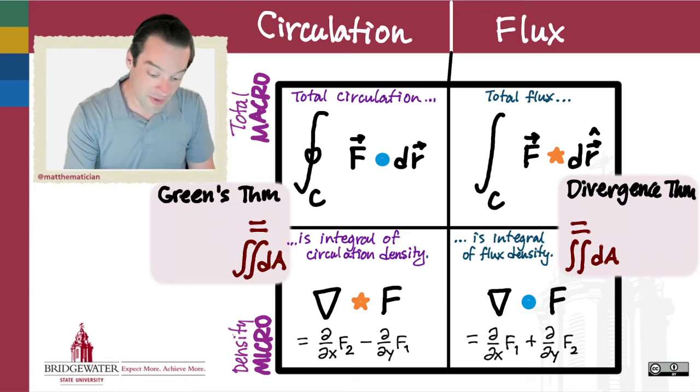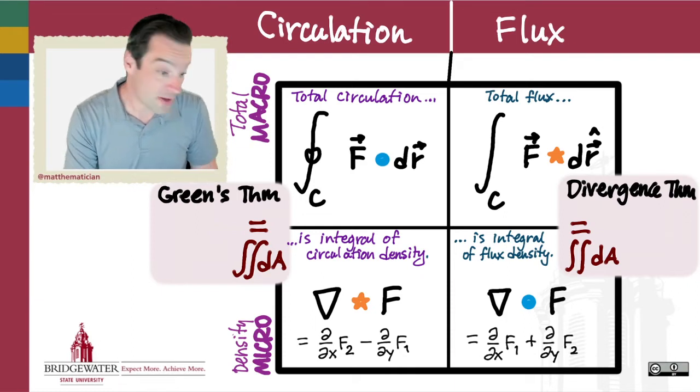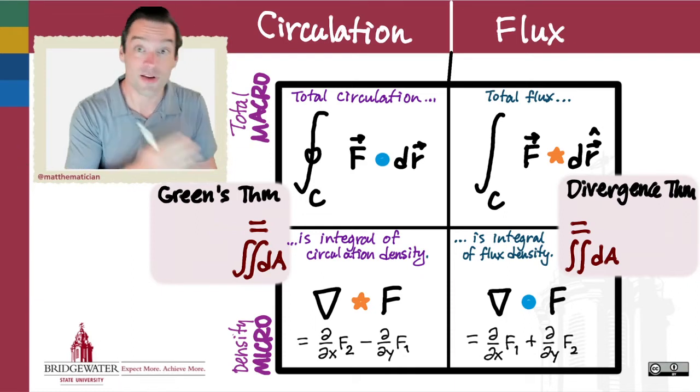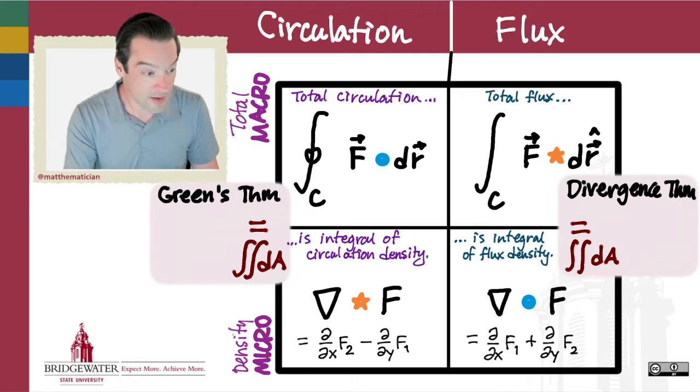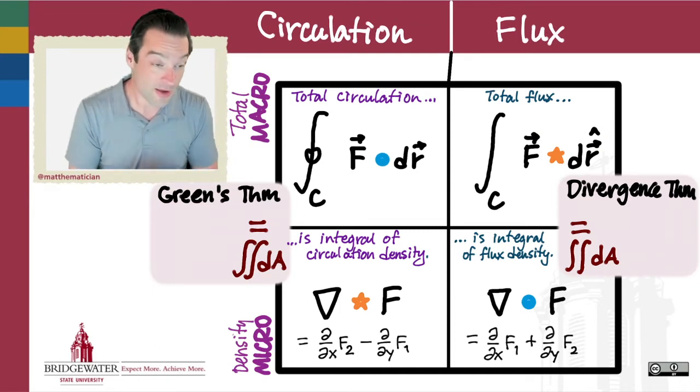In today's class, we walked the same road, but with flux instead of circulation, looking at how a vector field flows across a curve instead of along a parametrized curve. We have a measurement of total flux, which we can compute as the integral of F dot n ds, but that n is a unit vector so that we get the right units on our flux and independence of parameterization.